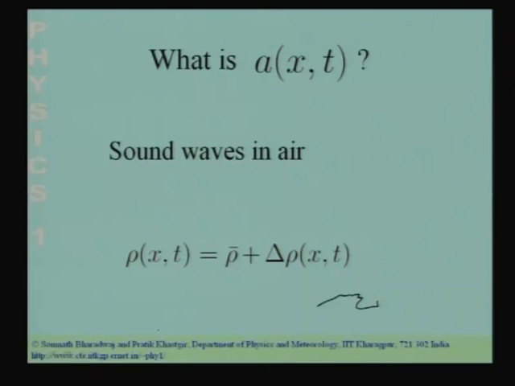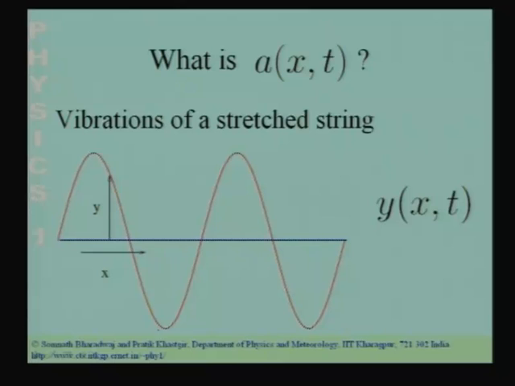We could also discuss another situation. Consider a long string which is stretched so that it is taut. In this string, if you introduce a disturbance which is perpendicular to the string, then such a disturbance will propagate along the string. So, this propagating disturbance perpendicular to the string is a wave, and such a wave is one where the disturbance is perpendicular to the direction in which the wave propagates.